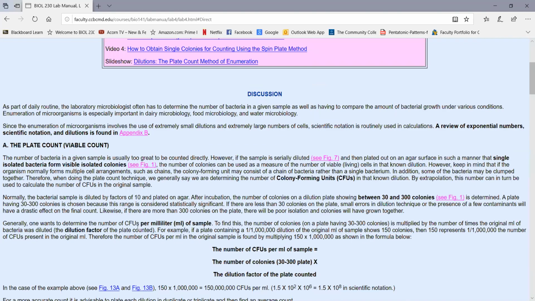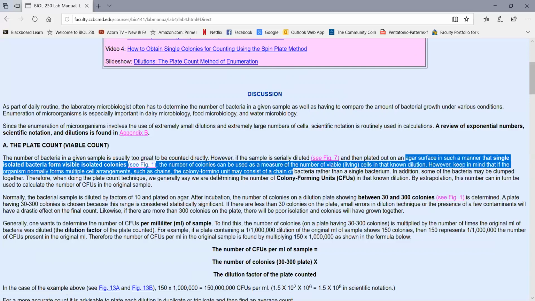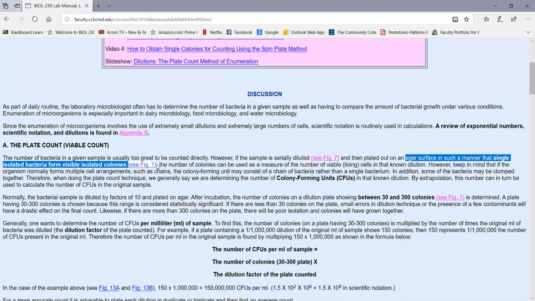Now, the method we're actually doing in lab today is called the plate count or viable count. So again, because we have huge numbers of bacteria in a milliliter of fluid, up to 1 billion, we have to serially dilute the sample to get a feasible number to count. But in this case, we're not going to count the number of bacteria. We're going to put samples of the bacteria on an agar surface and count the number of colonies that form.